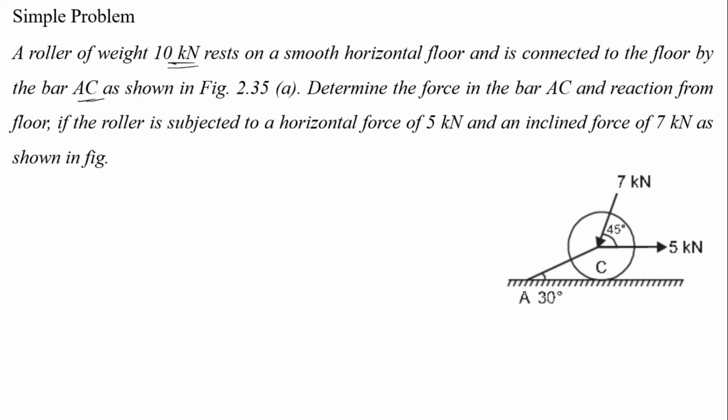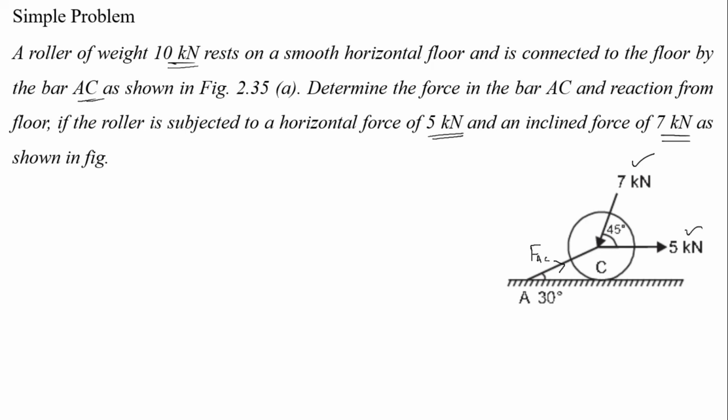If the roller is subjected to a horizontal force of 5 kilonewton and an inclined force of 7 kilonewton as shown in the figure. So, in that figure they have given 7 kilonewton and 5 kilonewton. 5 is acting in the horizontal and 7 kilonewton is acting 45 degrees from horizontal, and this is the picture, and the force AC is acting 30 degrees from horizontal. We have to find this FAC.